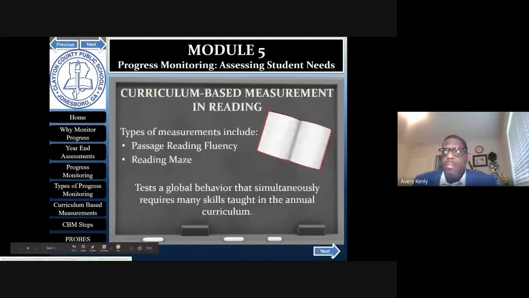If we look at curriculum-based measurement in reading, we can look at reading fluency. We could also look at a reading maze. It tests a global behavior that simultaneously requires many skills taught in the annual curriculum. So we can think that how important reading is to every other discipline.